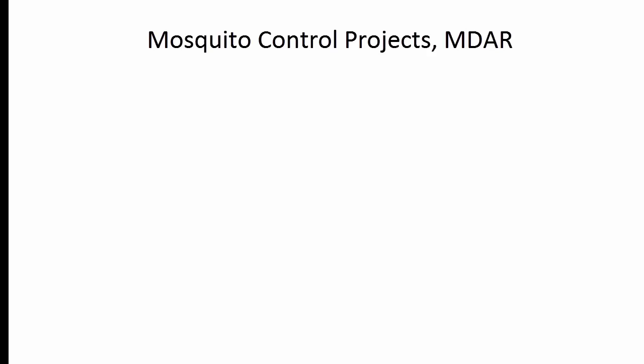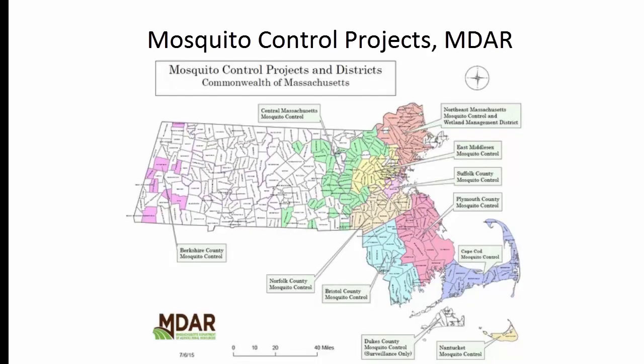Overview of the Massachusetts DAR Mosquito Control Projects. The Massachusetts Department of Agricultural Resources, or MDAR, houses the State Reclamation and Mosquito Control Board, or SRMCB, which also oversees mosquito control in the Commonwealth. The map above shows 11 shaded districts where the Mosquito Control Project staff actively work to provide early surveillance and detection of disease threats to the public.